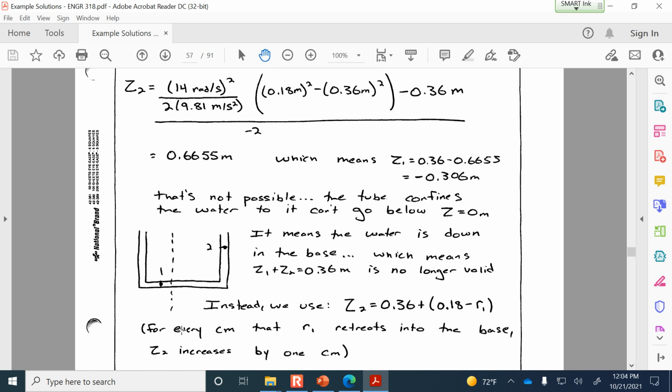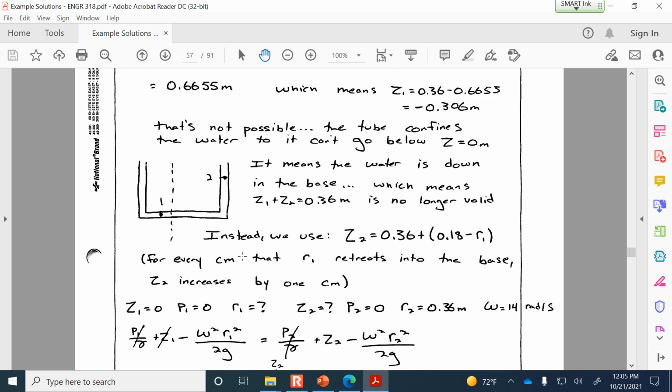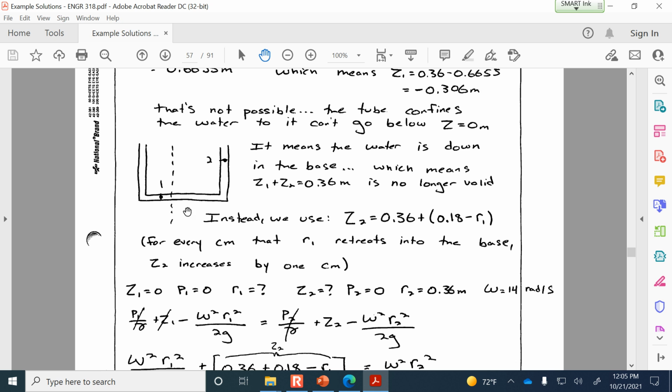So the idea is just that for every centimeter that the radius continues to retreat, then the elevation on the right increases by 1 centimeter. So if you wanted to find out what's happening when the rotational rate is 14 radians per second, here at 1 there's no elevation because we're using the bottom as our elevation datum. There's no pressure, but we're trying to find out what is R1. So that term still is there. And at 2, there's no pressure head. The elevation is unknown, but we do know the radius.